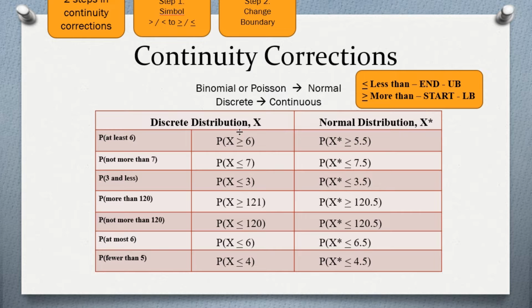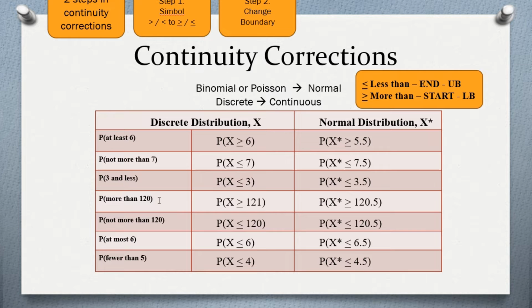If I'm saying at least 6, so x should be more equals to 6, more equals to you minus 0.5. Not more than 7, less or equals to 7. So less or equals to plus 0.5. And this is just an example. I want to show you how to do continuity correction. But when you have only 3 probabilities to calculate, usually you will use the discrete distribution, okay? Probability of x less or equals to 3, less or equal to add 0.5.